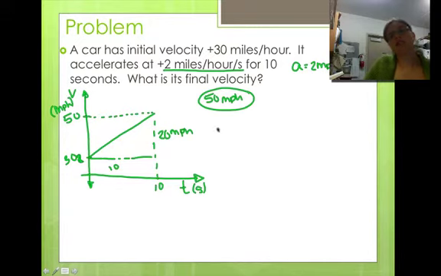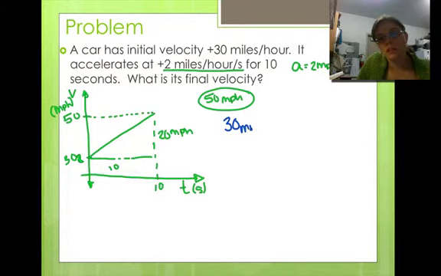We can also reason it out. It accelerates 2 miles per hour for 10 seconds. So after 1 second, we've gotten 2 miles per hour faster, and after 2 seconds, we've gotten 4 miles per hour faster. So if we go 10 seconds, we have gone 20 miles per hour faster. So if we start at 30 miles per hour and we got faster by 20 miles per hour, then we end at 50 miles per hour.